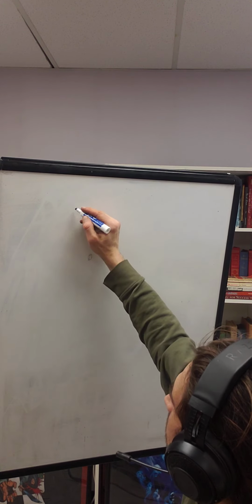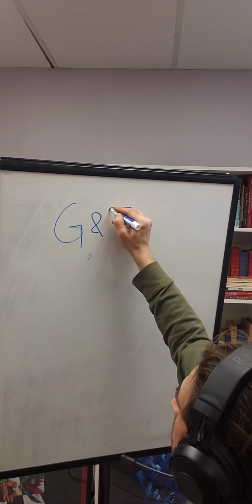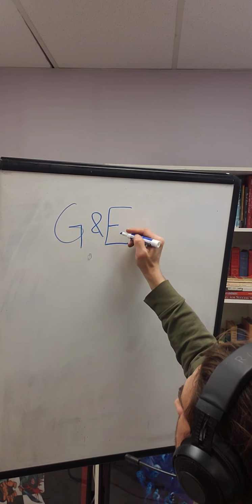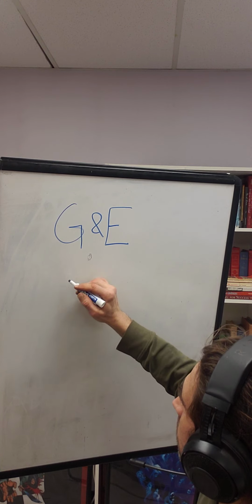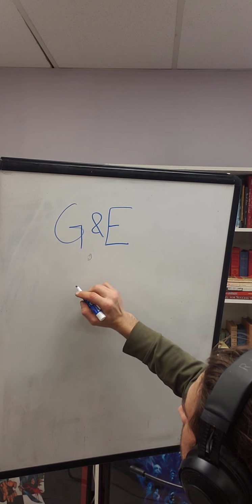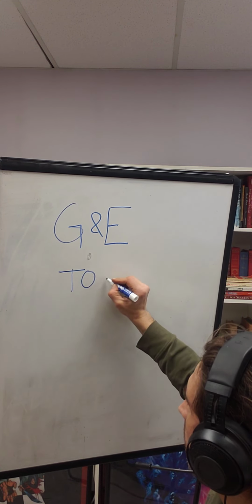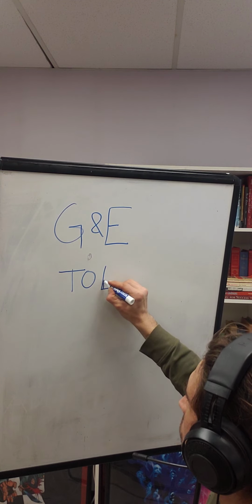Eve ate the apple. There were two trees, the tree of knowledge of good and evil, and the tree of life. Tree of life, TOL. We could also see tool.